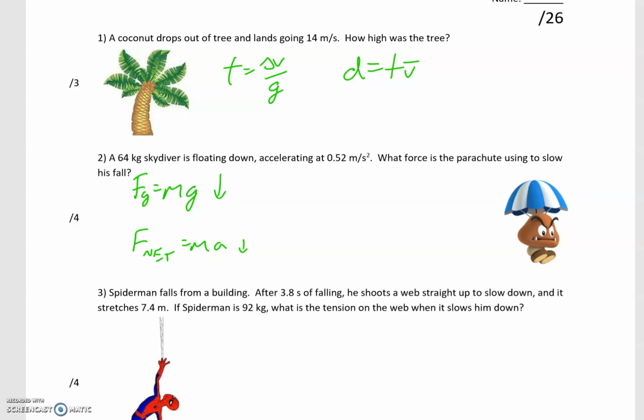I know how much he's supposed to be going down with, his force of gravity. I know what he is going down with, that's his net force. So whatever is missing must be the force that the parachute is using to slow him down.